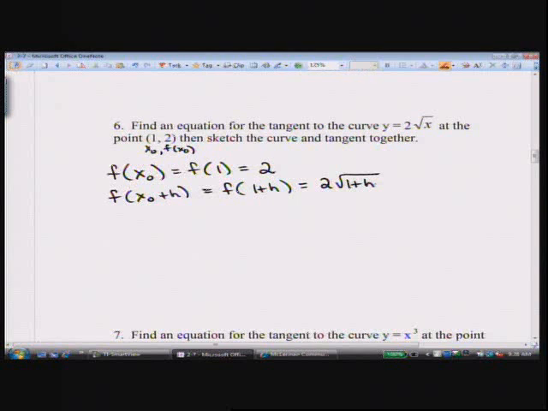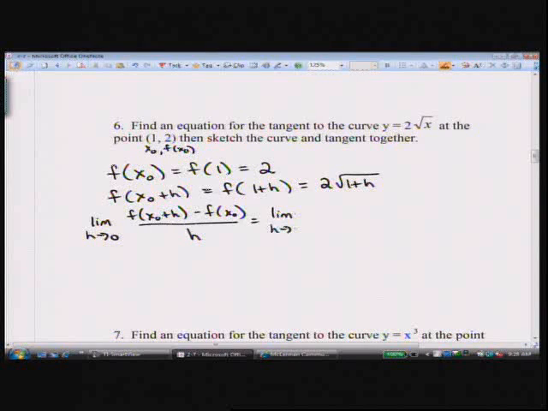All right, now we're going to calculate the limit. So we're going to look at the limit as h goes to 0 of f of x naught plus h minus f of x naught all over h. So for our problem, it's going to be the limit as h goes to 0 of 2 times the square root of 1 plus h minus 2 all over h. Everybody okay?